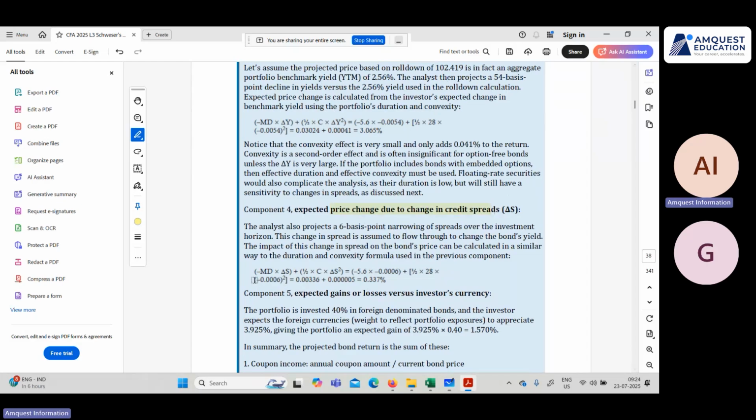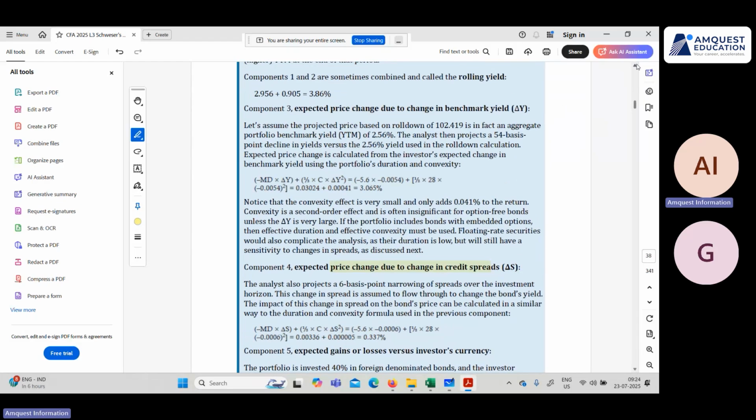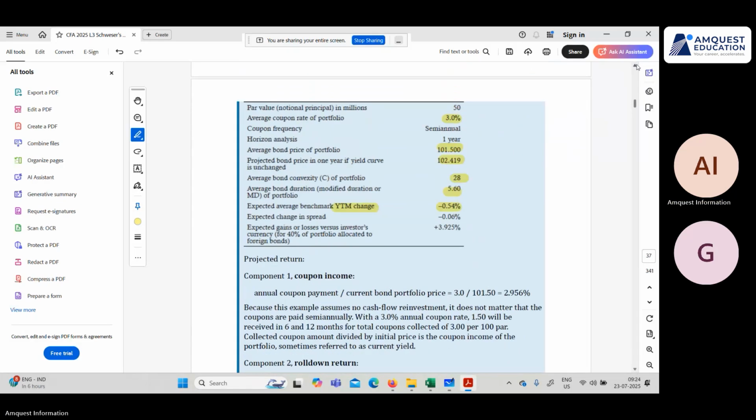Right? Look at this same formula: minus MD multiplied by delta S, where S represents spread here, plus half convexity multiplied by this. It's the same formula. Instead of using delta Y, you just need to use delta S, and they have given you delta S in the question. Can you see this? Same formula. And lastly, they have already given you the expected gains or losses, this much.